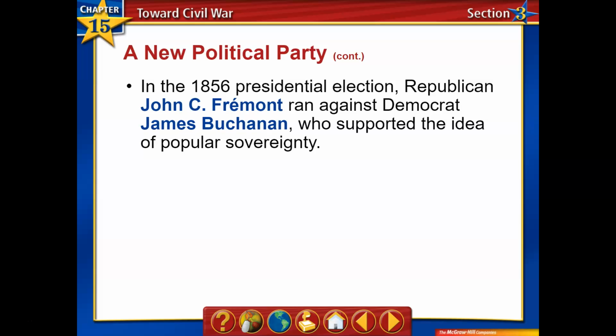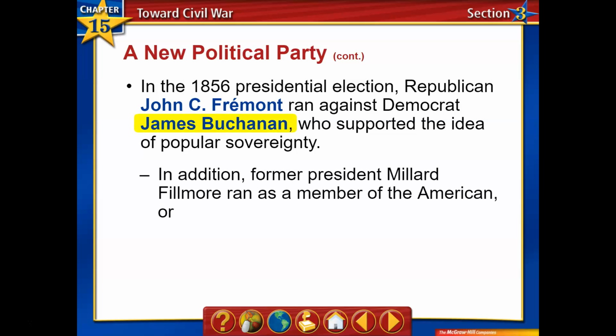So fast forwarding a little bit to 1856. The presidential election. Okay, we've got a Republican, John C. Fremont. He's going to run against the Democrat, James Buchanan. And again, Buchanan being a Democrat, he supports the idea of popular sovereignty. Again, that people should get to choose, in the case that we're talking about, these new states, these new territories, on the issue of slavery. We talked about that with Kansas in our last section.